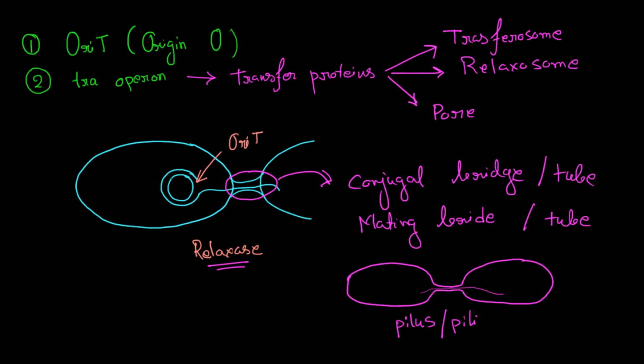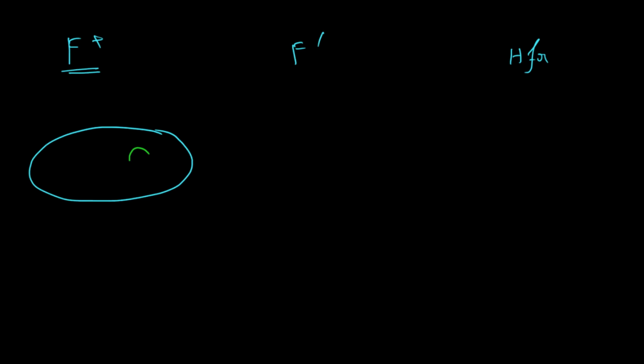Now listen very carefully. Depending on where this origin of transfer site and transfer genes are present, the donor bacteria can be divided into three types. These three types are F+, F', and HFR. So what is F+? When the origin of transfer site as well as transfer genes are located in the plasmid of the bacteria, then the donor bacterial cell is known as F+ cell.